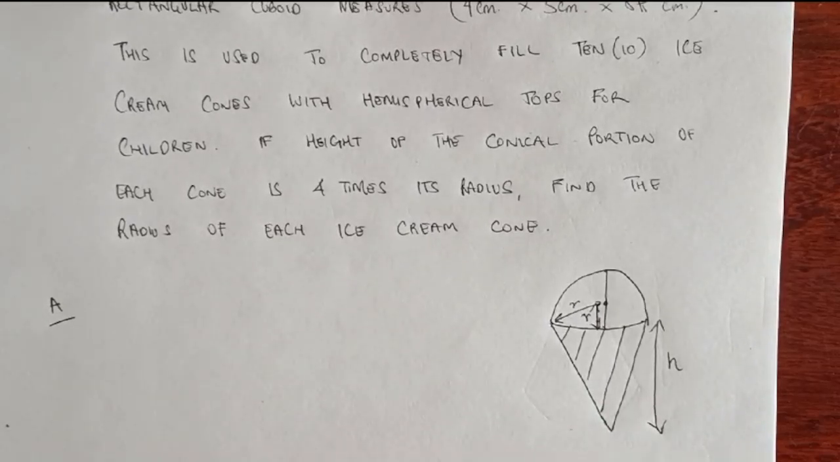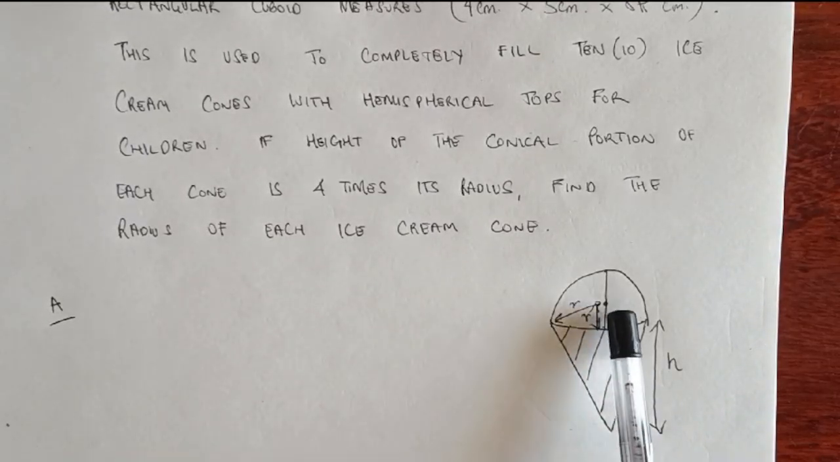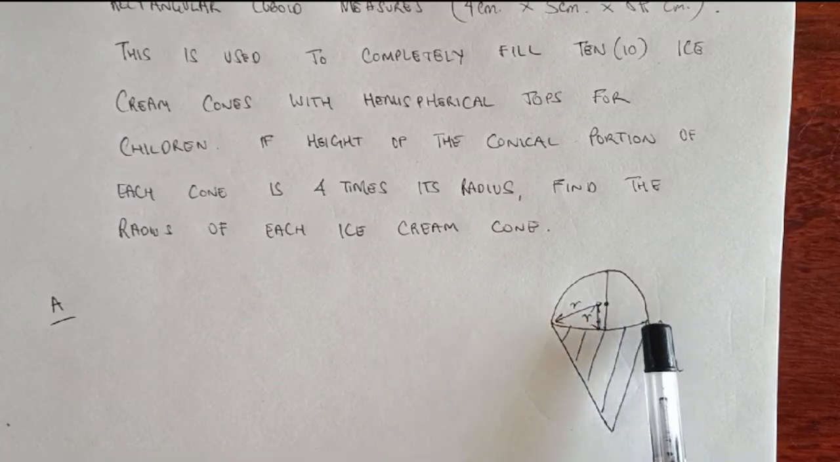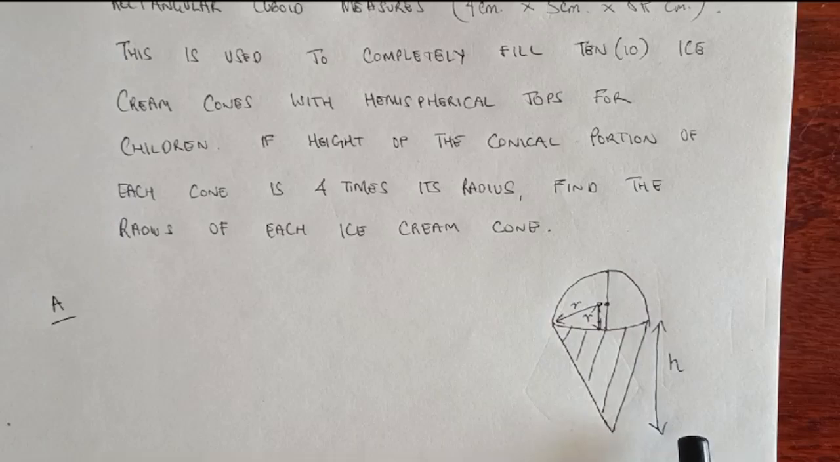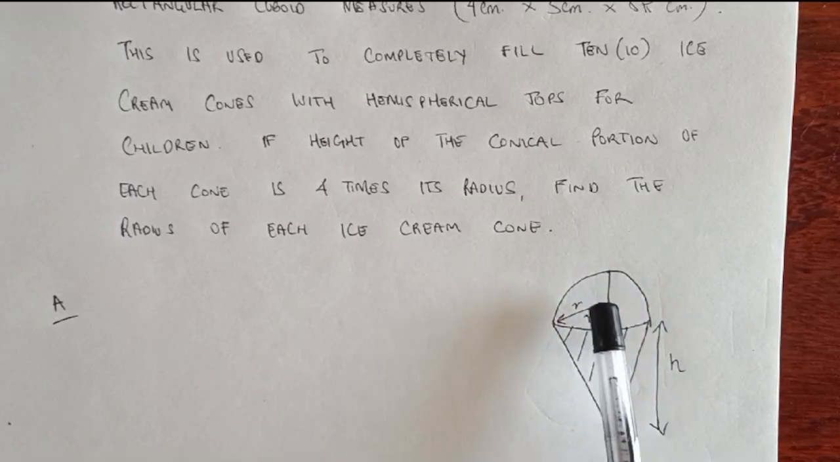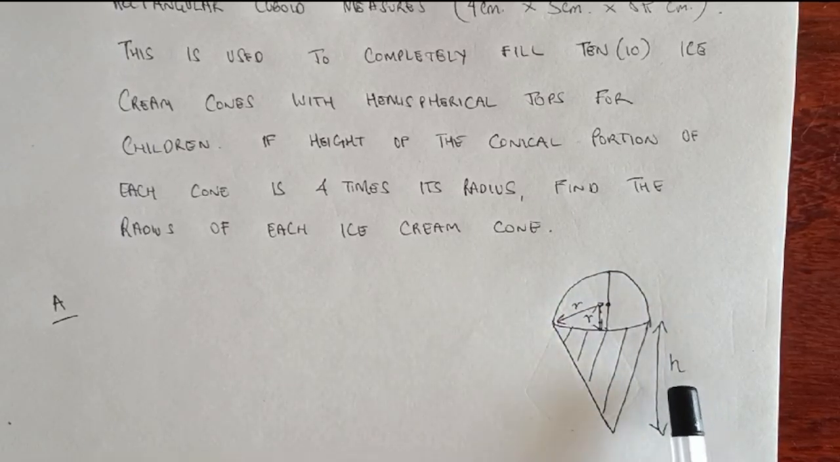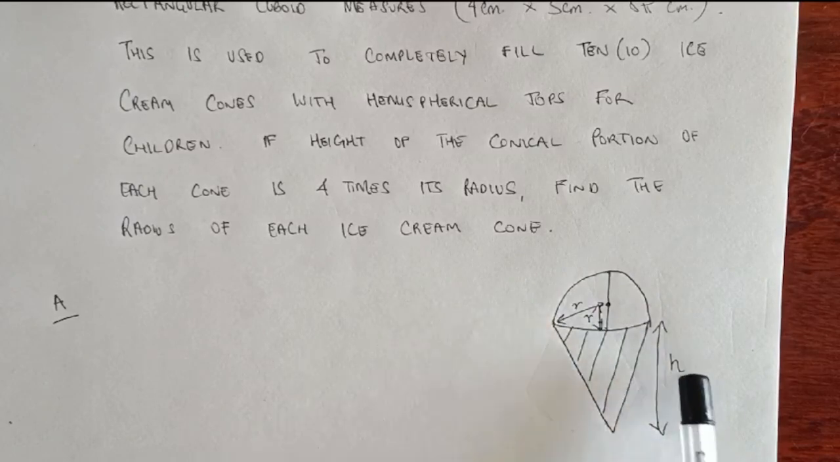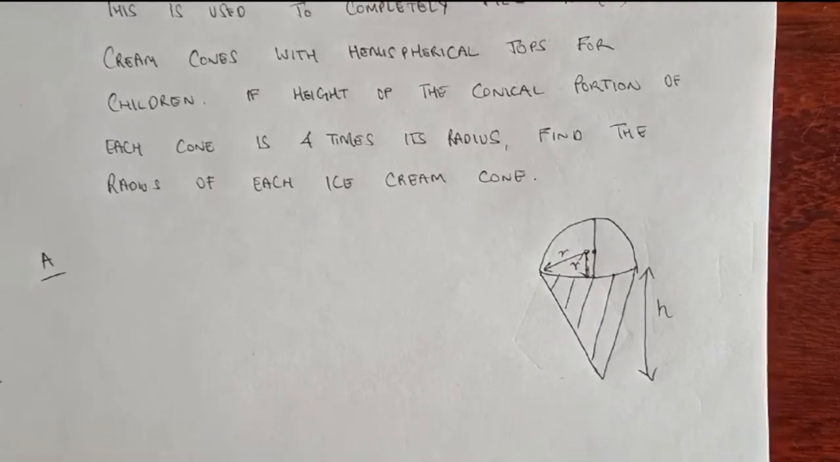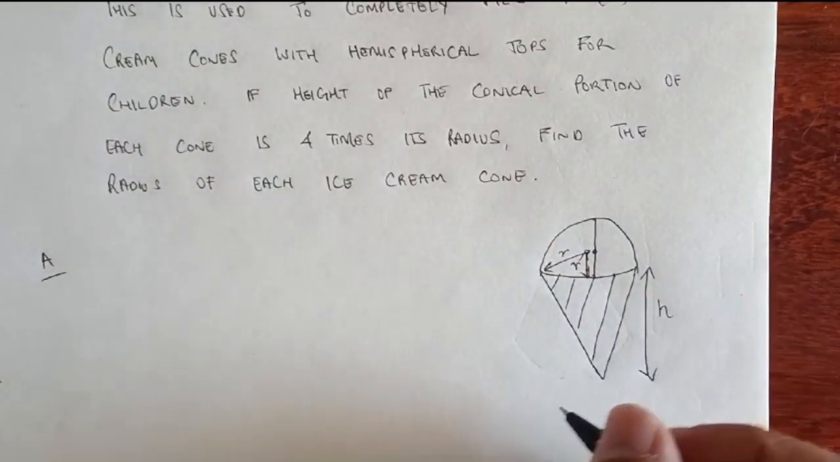So we have an ice cream cone. The radius of each ice cream cone is r, right? And we have a height of h. This is the hemispherical top of ice cream, and the entire cone is filled with ice cream. So h is equal to 4r. This is what the problem tells us, that h is equal to 4r.